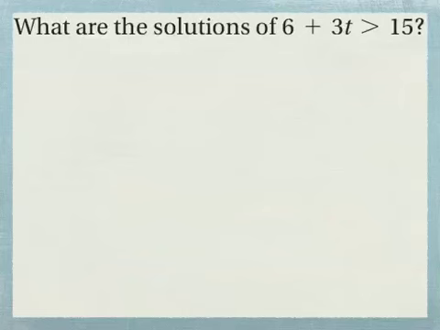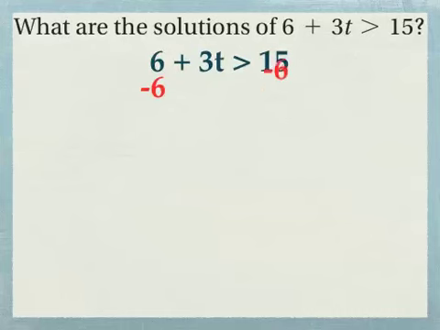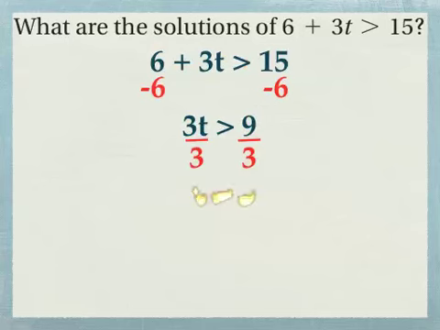The first example says, what are the solutions of 6 plus 3t is greater than 15? To solve this inequality, the first step is to subtract 6 from both sides to isolate my variable. When I subtract 6, I get 3t is greater than 9. Now to get t by itself, I have to divide by 3 on both sides, and I get t is greater than 3. This example does not ask me to graph the solution, so I do not have to plot it on a number line.